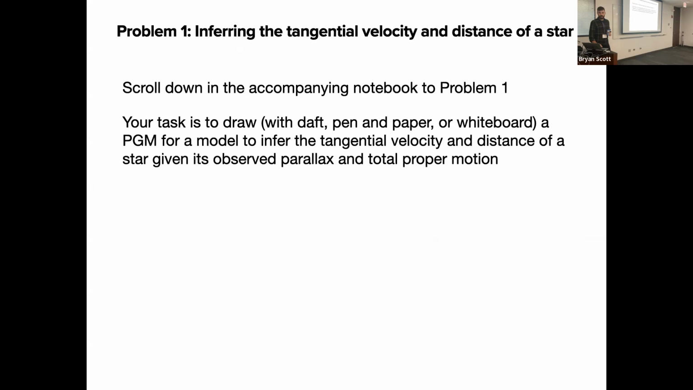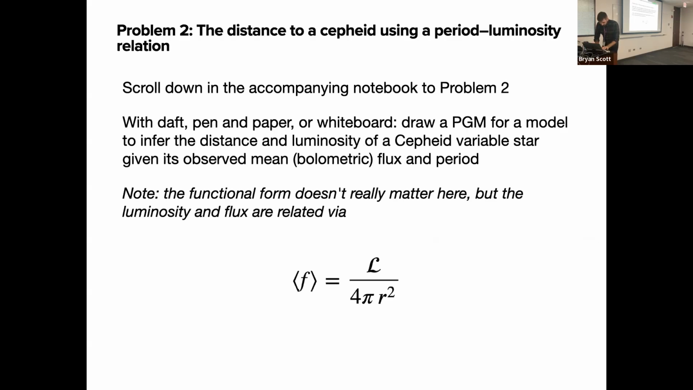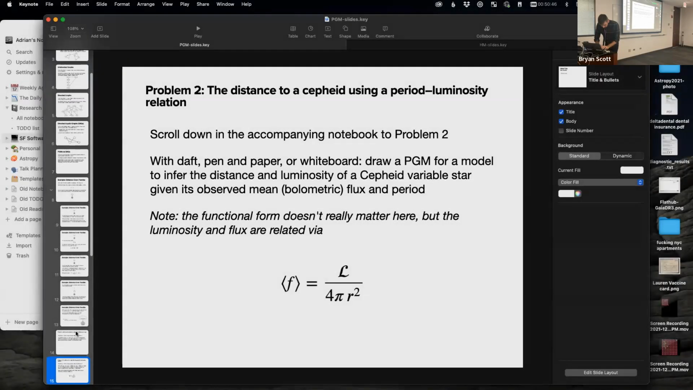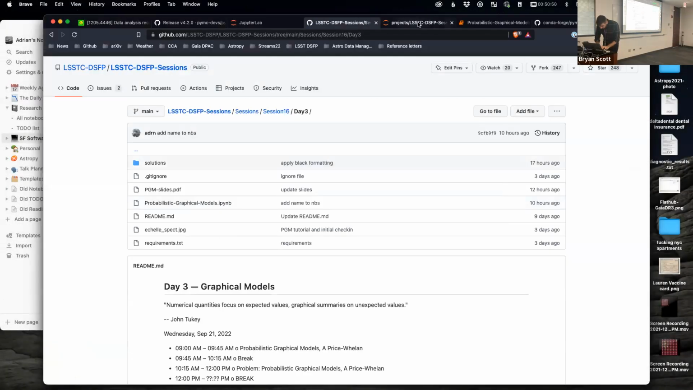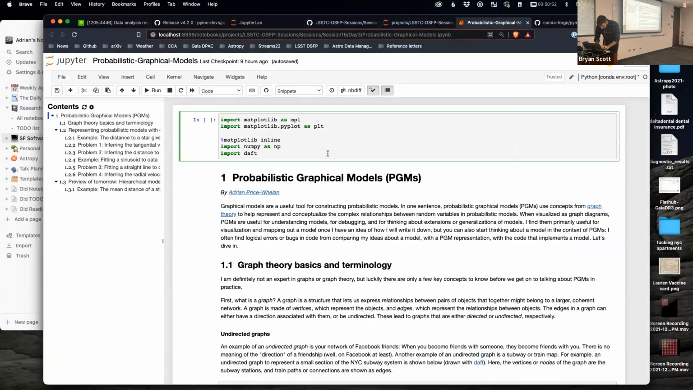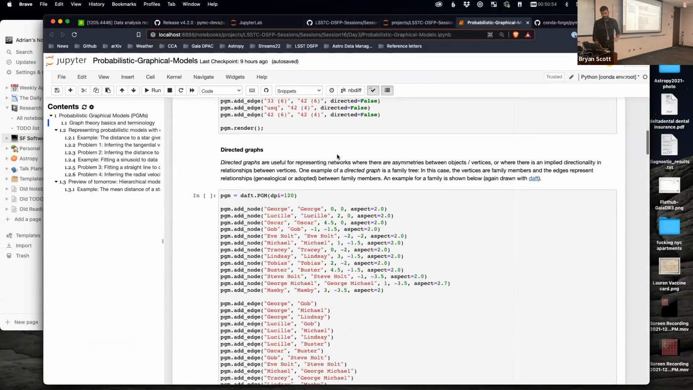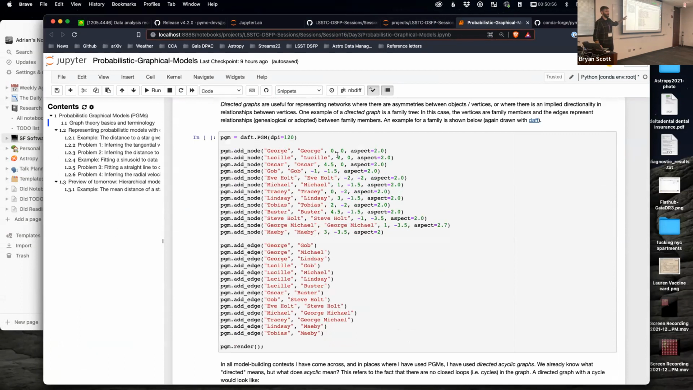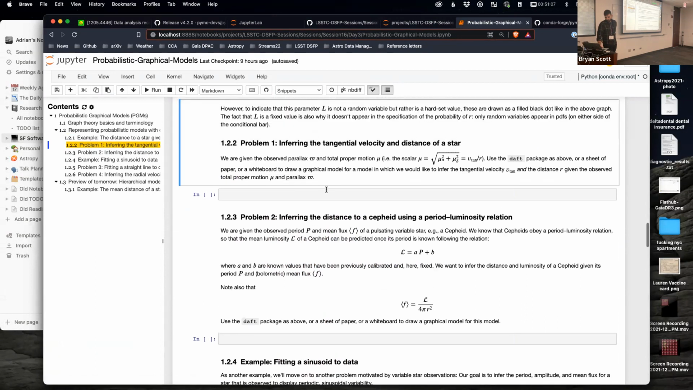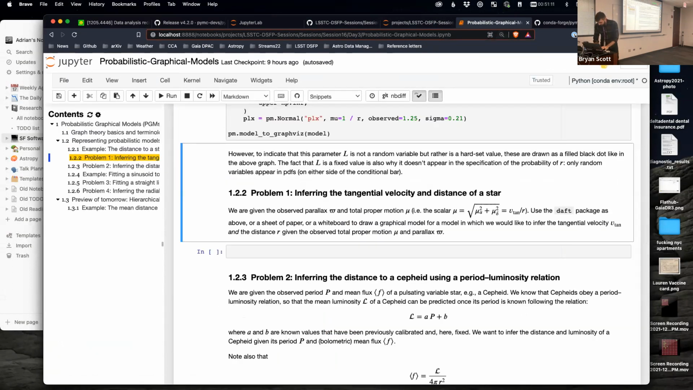So in the IPython notebook, by the way, there's a ton of text in the notebook that you can skip. A lot of it is just generating the stuff in the slides or explaining what I already explained in the slides. But if you scroll all the way down to problem 1, that's what we're going to do now.